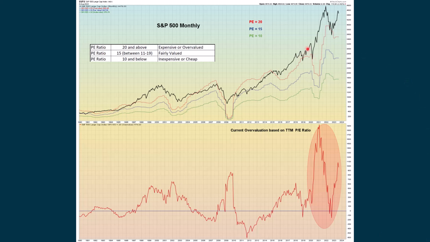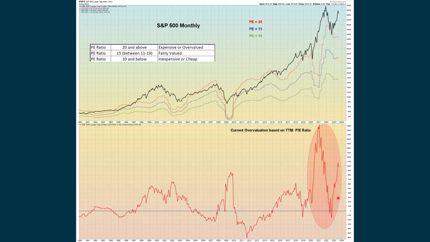We're above the PE ratio of 20. The black line is the S&P. Even though it came down this past week, we're above this red dashed line, which is the PE of 20. Just to get a little more insight, I take the value of the S&P 500 and I subtract the value of this dashed line to see how far away we are from that.